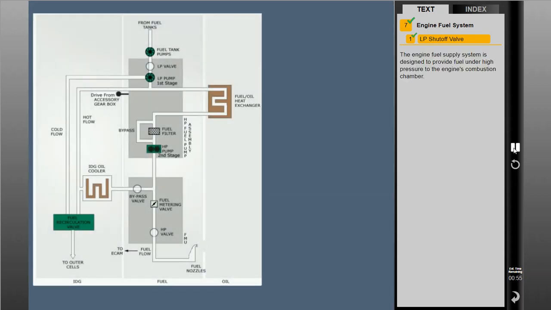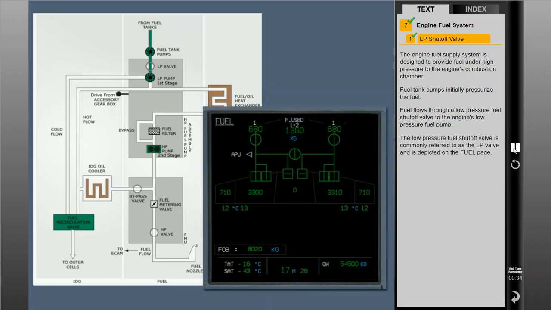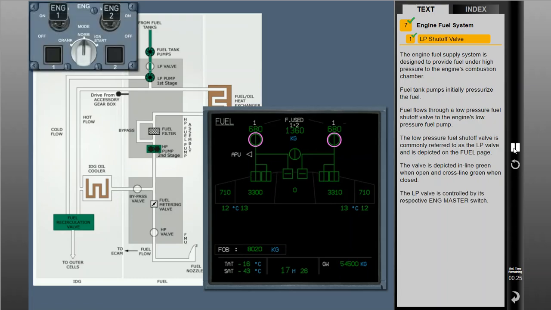The engine fuel supply system is designed to provide fuel under high pressure to the engine's combustion chamber. Fuel tank pumps initially pressurize the fuel. Fuel flows through a low-pressure fuel shutoff valve to the engine's low-pressure fuel pump. The low-pressure fuel shutoff valve is commonly referred to as the LP valve and is depicted on the fuel page. The valve is depicted inline green when open and crossline green when closed. The LP valve is controlled by its respective engine master switch.